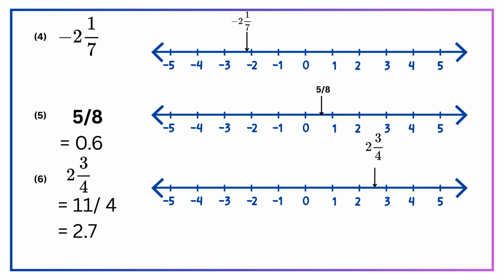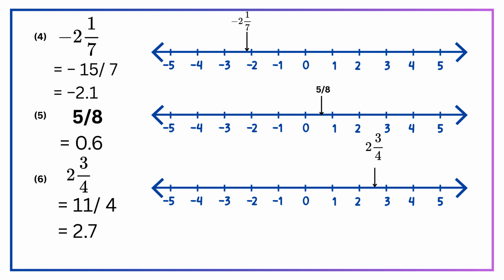Now, move to sum 4, minus 2 whole 1 by 7, this is also a mixed fraction. Its simple form is minus 15 by 7, which is equal to minus 2.1. For this, place an arrow between minus 2 and minus 3 and plot at first point.